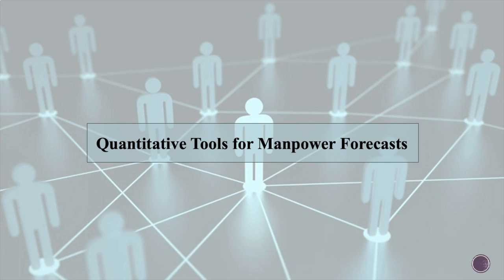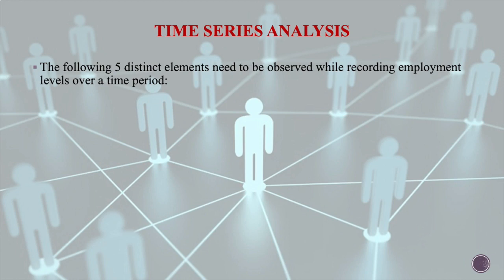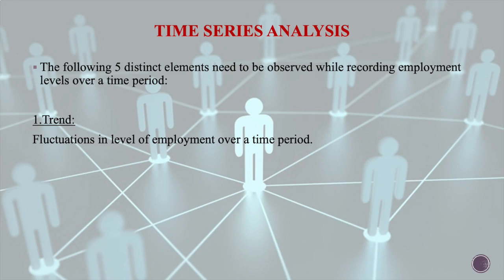Now let's talk about the different quantitative tools that we use for manpower forecast. There are different ways we compute the quantitative trends of analyzing the manpower. One is called time series analysis. Employment data over a time period, or time series, are normally used under this method as a basis for manpower forecast. There are 5 distinct elements that need to be observed while recording the employment levels over a time period. Number 1, trend. Fluctuations in the level of employment that is generated over a time period.